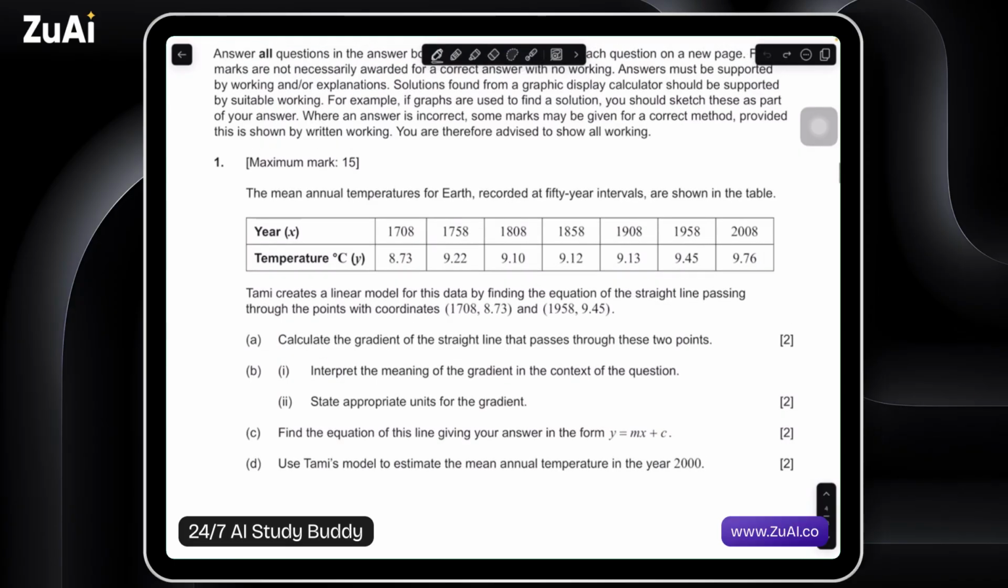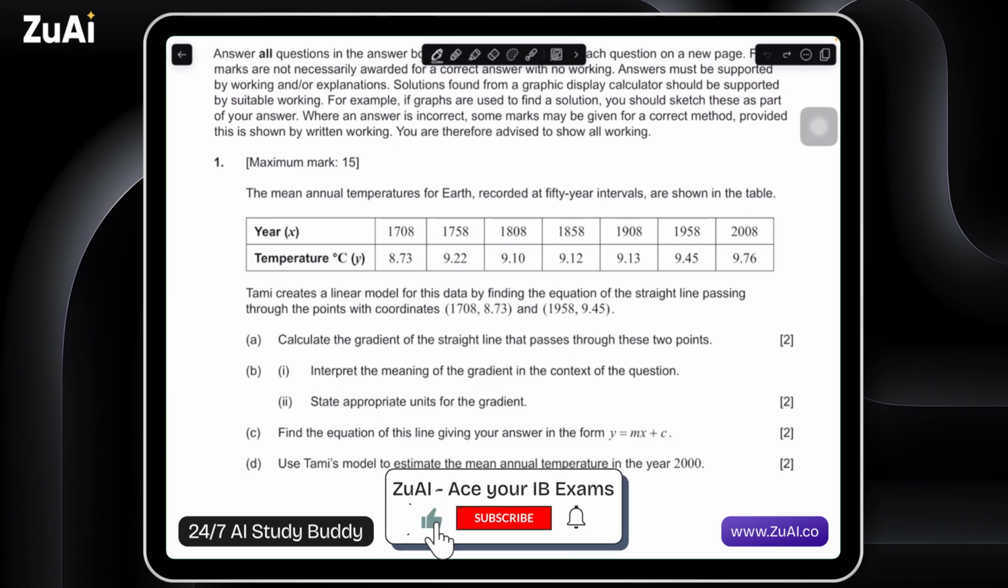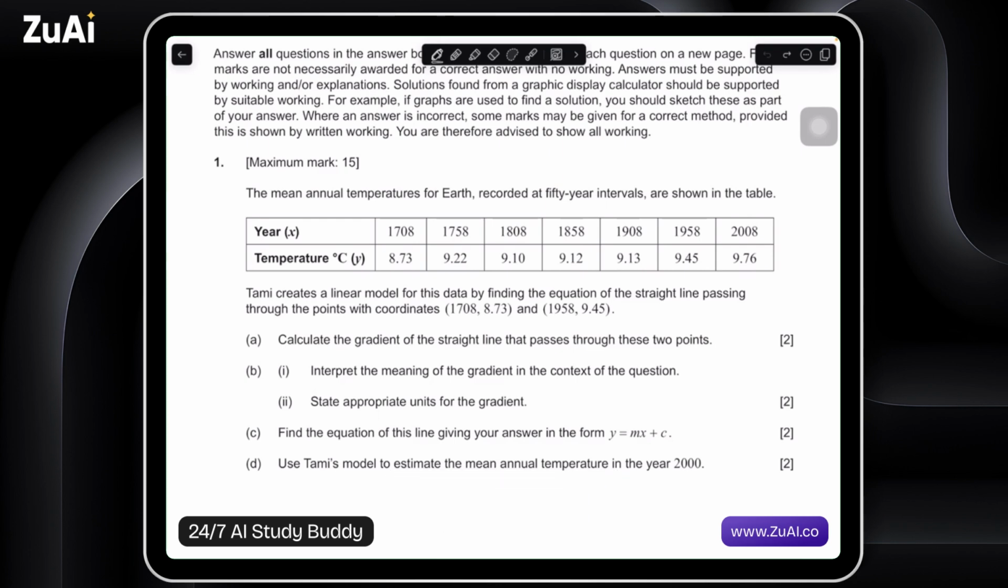Okay, first mark is a 15-mark question. Let's have a read. The mean annual temperatures for Earth recorded at 50-year intervals are shown in the table. Tami creates a linear model for this data by finding the equation of the straight line passing through the points with coordinates (1708, 8.73) and (1958, 9.45). First question, part A, asks us to calculate the gradient of the straight line that passes through these 2 points.